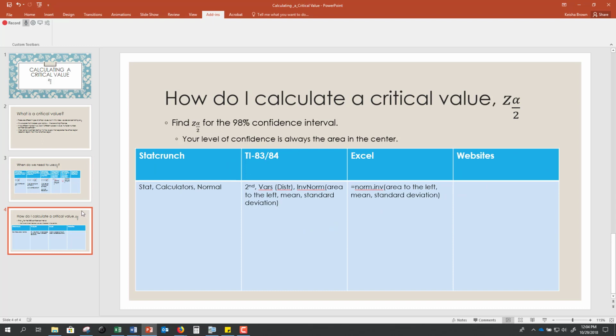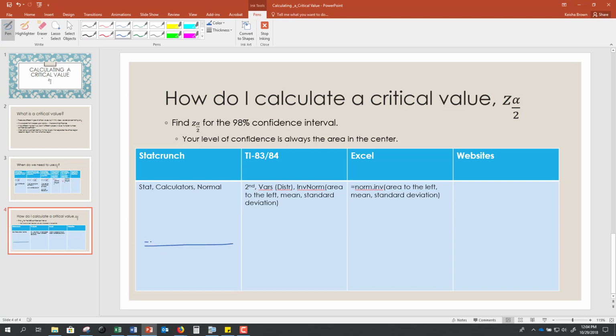So how do we calculate it? Depending on the technology that you use, there are different ways to do it. So one way is to use a software called StatCrunch, and where we're going is under Stat, Calculators, and Normal. So here we want to find the critical value that's associated with the 98% confidence interval. And what you need to know is that with this confidence interval, it's always the value in the center. So we have our bell-shaped distribution, and it's saying that 98% of our data is in the center.